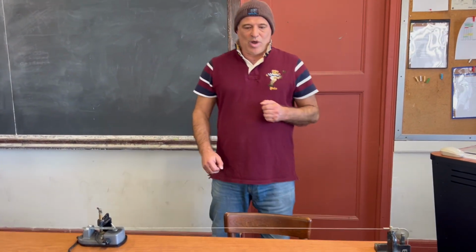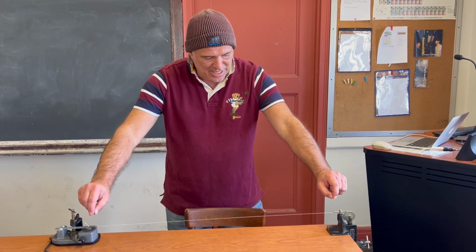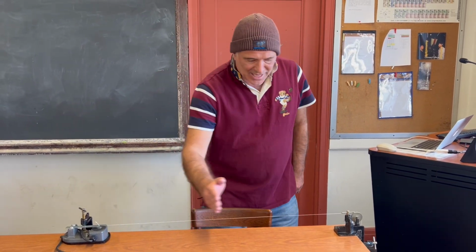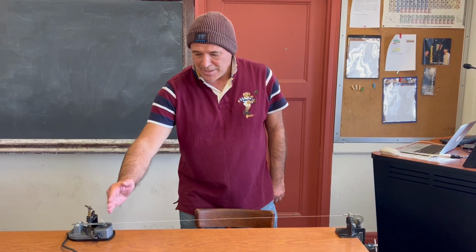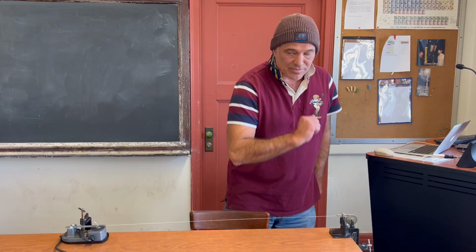Now, when we create a wave in a string that has the two endpoints fixed, the wave will reflect back and forth at the boundaries, creating a standing wave.